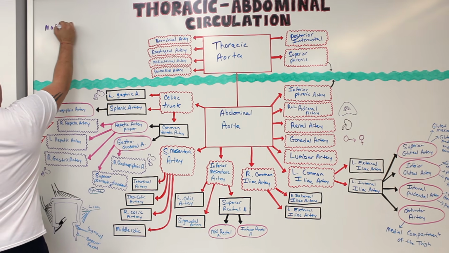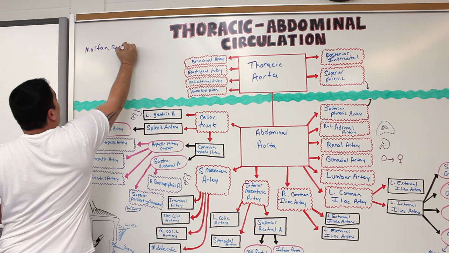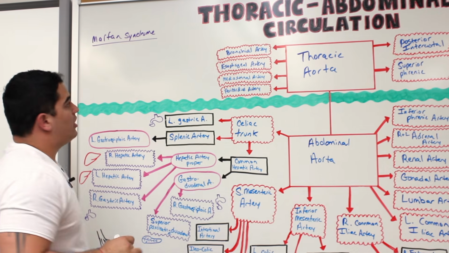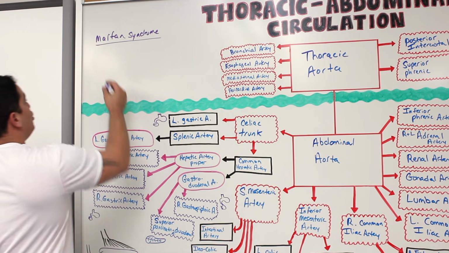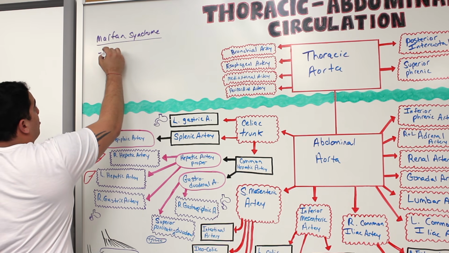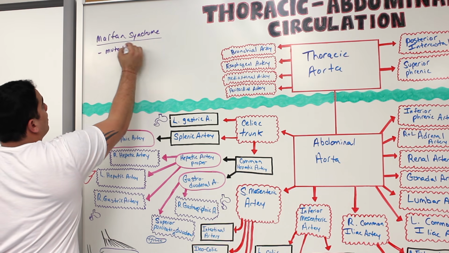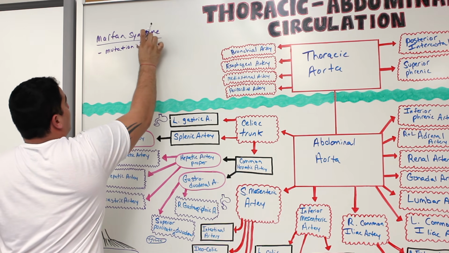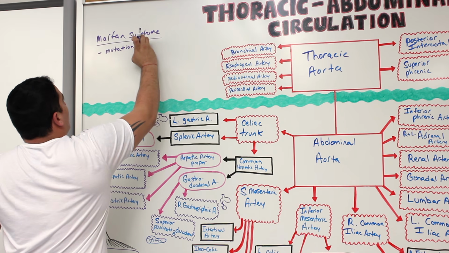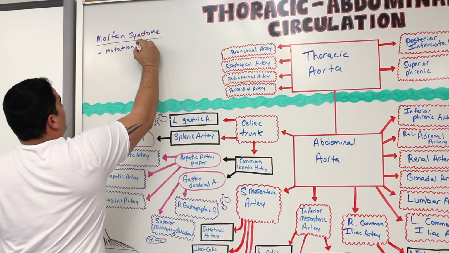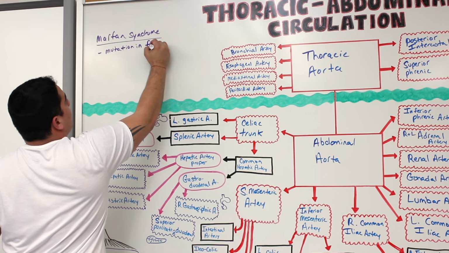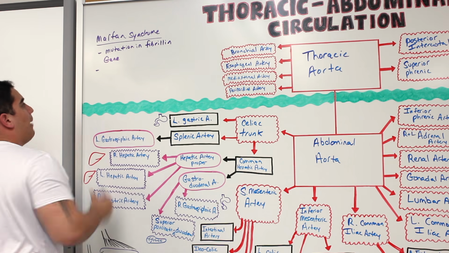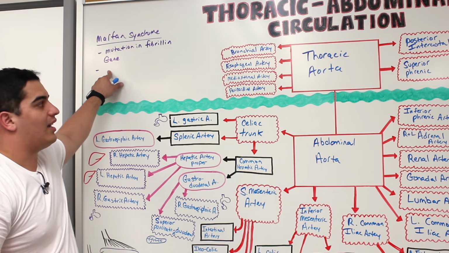Marfan Syndrome is an autosomal dominant disorder, and it's usually due to a mutation in a gene that produces fibrillin. So it's a mutation in what's called the fibrillin gene. The fibrillin gene is important because fibrillin is a very important elastic connective tissue. So it's a mutation in the fibrillin gene. And what happens is fibrillin is very important within the elastic connective tissue.